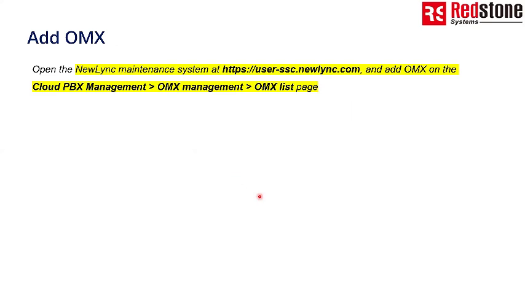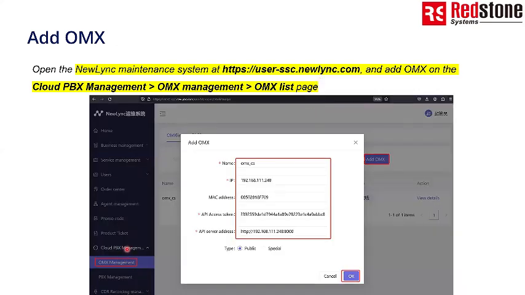So first is how to add the OMX. Of course, you need to log into the SSC newlink.com, then add the OMX. So go to Cloud PBX Management, OMX Management. Then on the OMX list, you can click Add. Then fill in this information.